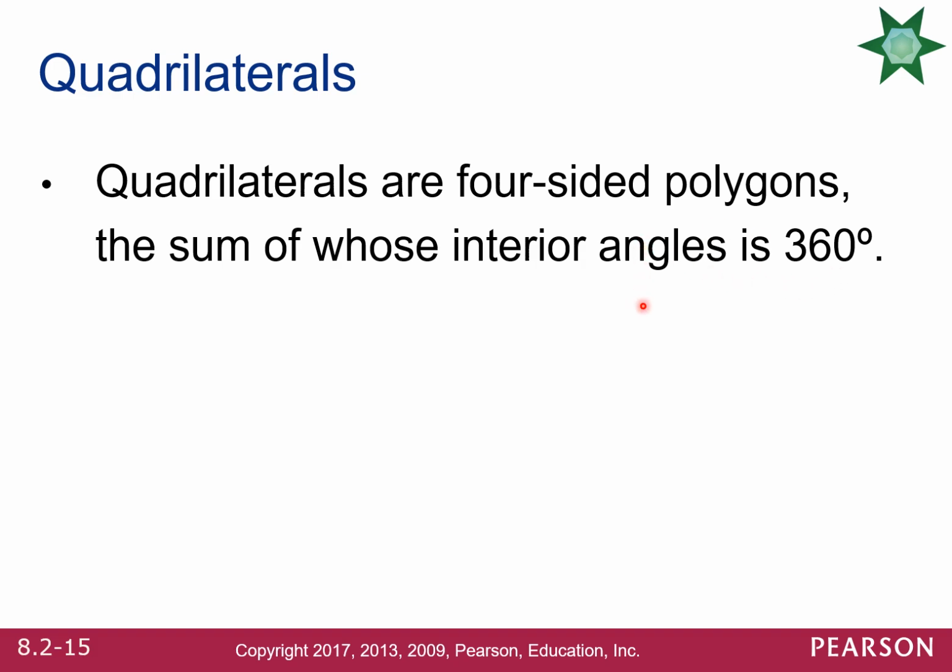We learned before that the sum of all the angles in a triangle, in three-sided figures, is 180 degrees. If we added up all the angles, it would give us 180 degrees, no matter what kind of triangle it is, what shape or size, the angles will always add up to 180 degrees. Now for four-sided figures, quadrilaterals, the interior angles will all add up to 360 degrees.